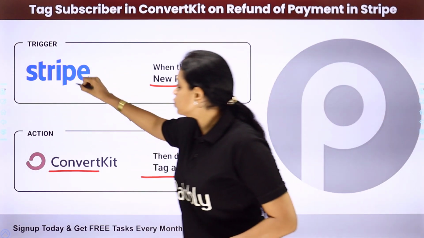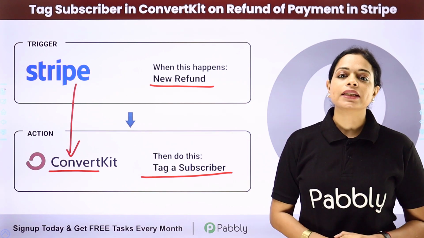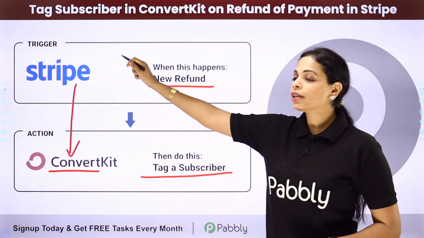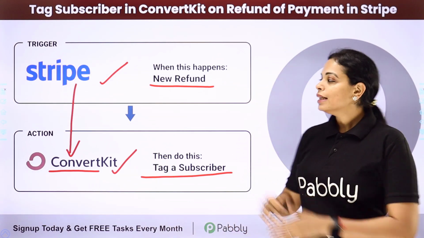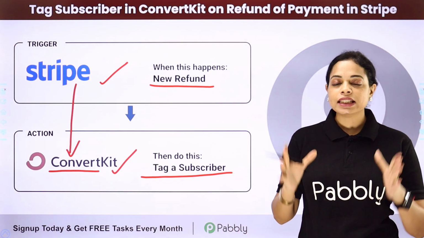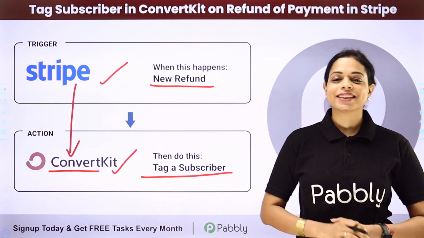For this we will have to integrate these two applications, and the same thing can be done using Pabbly Connect software. So here your trigger application will be Stripe and your action application will be ConvertKit. Now how can you do this yourself? Integrate and automate this entire process. To understand that, let me take you to my screen.